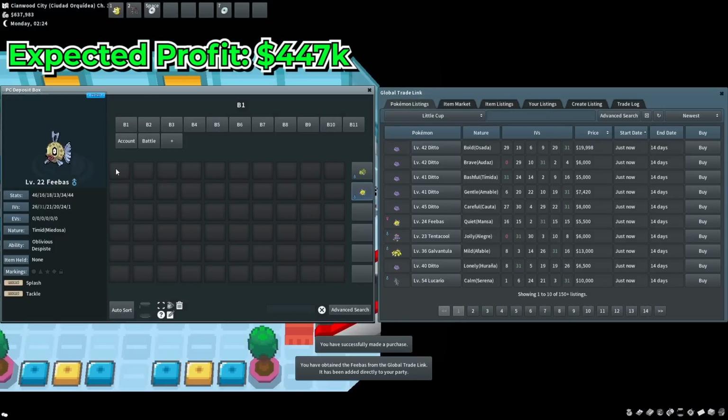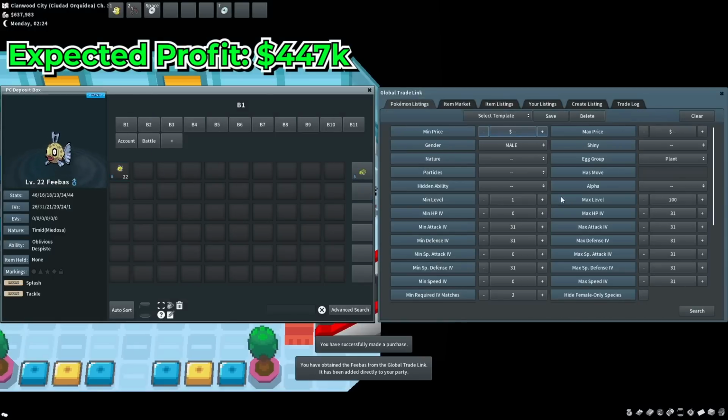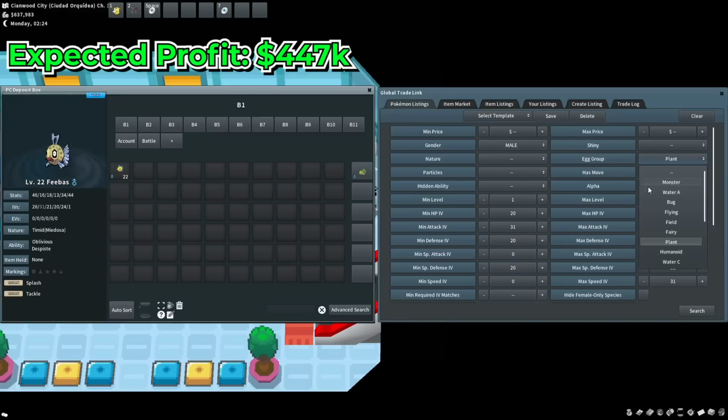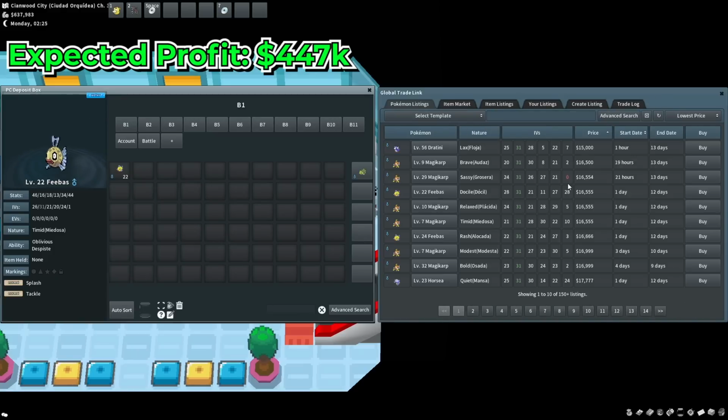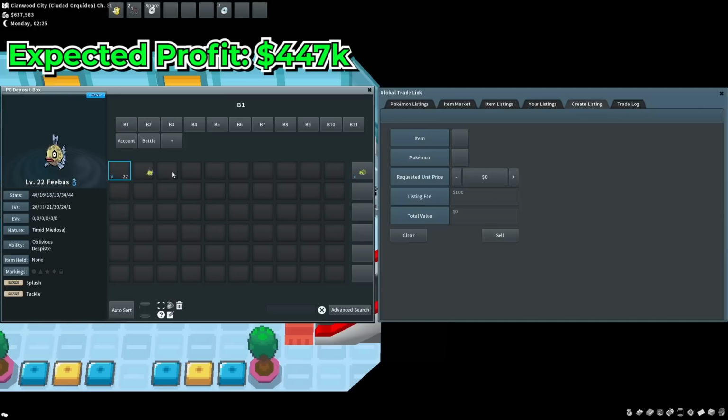Now another male breeder for the Dragon Egg group. I would price check it like this, and then Dragon. And it goes, here's our Magikarp, and I'll underprice this one. 14,997.